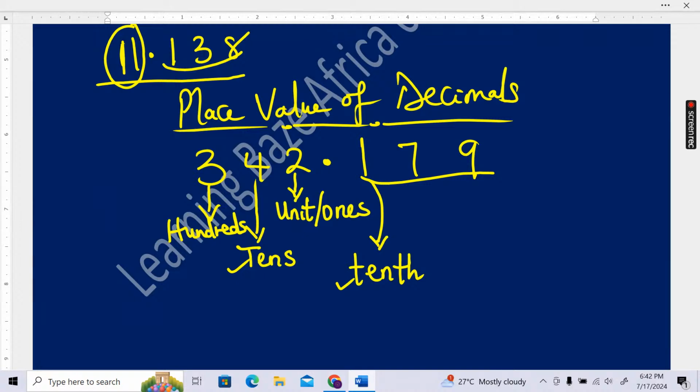The second digit, in the second place, which is called two decimal places, is known as hundredth. The next one, in the third decimal place, is known as thousandth. So after the decimal point, we have the tenth, the hundredth, the thousandth, all right?